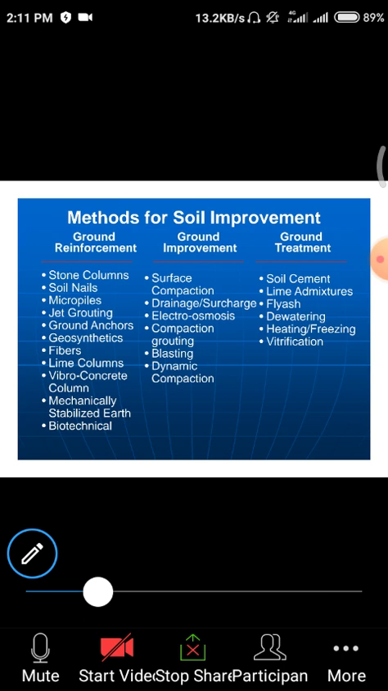First, we build stone columns. Normally in RCC we have long columns and short columns depending upon the L by D ratio, which we call the slenderness ratio. Depending upon the slenderness ratio, less than 12 or greater than 12, we have short columns and long columns. Like that we have stone columns here. These stone columns are useful for the structural stability of a particular structure.